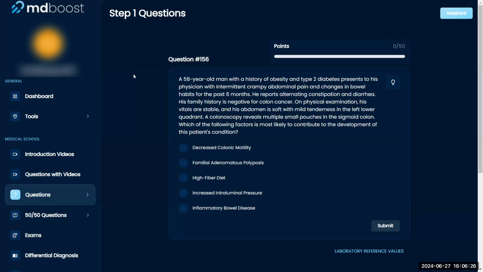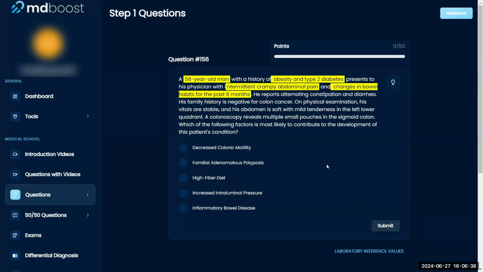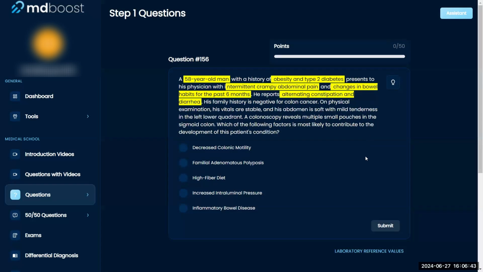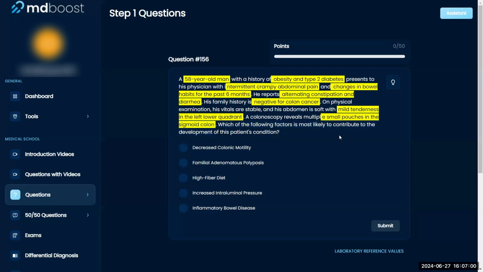58-year-old man. So I'm just noting the age, history of obesity, type 2 diabetes, presents to physician with intermittent cramping abdominal pain, make note of that, changes in bowel habits for the past 6 months. I know it's been 6 months. And then alternating constipation, diarrhea, family history negative for colon cancer, physical examination, vitals are stable, abdomen is soft and mild tenderness in left lower quadrant. Definitely note left lower quadrant. And colonoscopy reveals multiple small pouches in sigmoid colon. It's important there. Which of the following, again, questions.